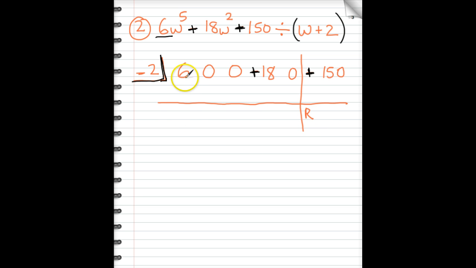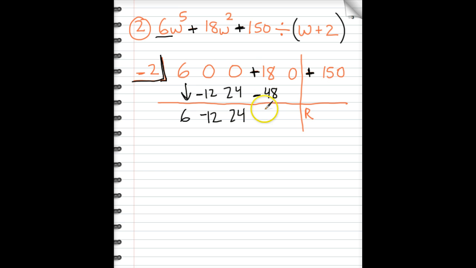All right, take your first coefficient, drag it down. 6, multiply back. 6 times -2, -12. Add straight down, 0 plus -12, -12. Multiply that back. -12 times -2 is positive 24. Add straight down, 0 plus 24, 24. Multiply that back. 24 times -2, -48. Add that column down.